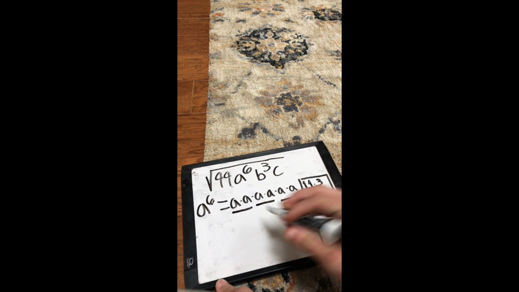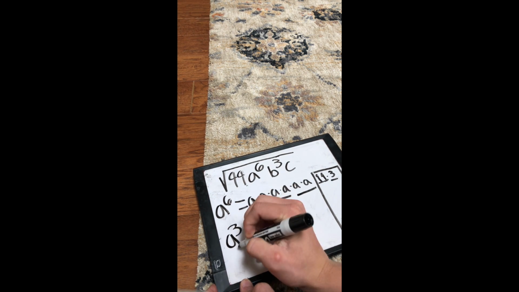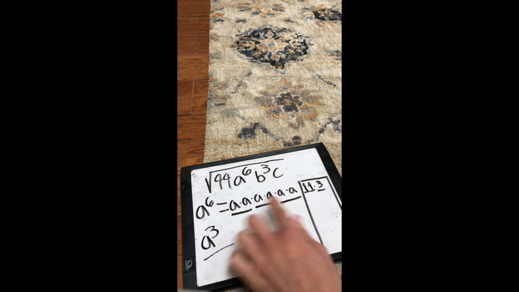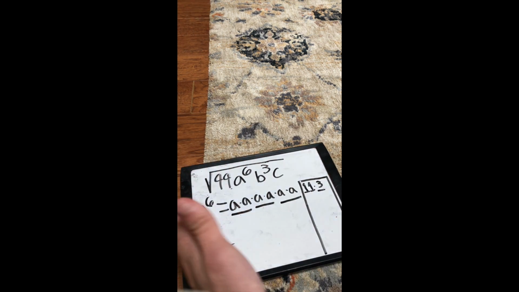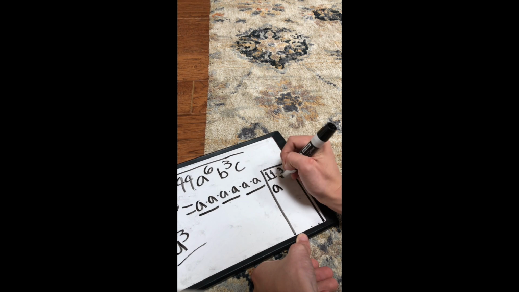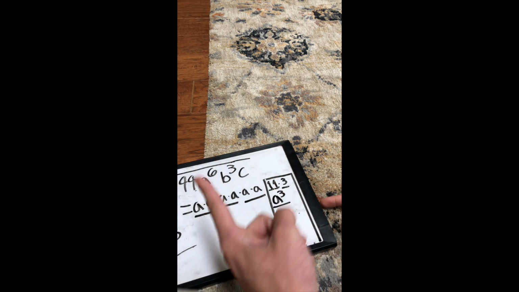So the way I'm going to rewrite that is a to the 3rd. And I'm going to underline that because I know that that is 3 pairs, and that when it's a pair, it goes on the outside of the radical. So when I write this over here, I'm going to write a to the 3rd, and I'm going to underline that whole thing because that's going to go on the outside of the radical.